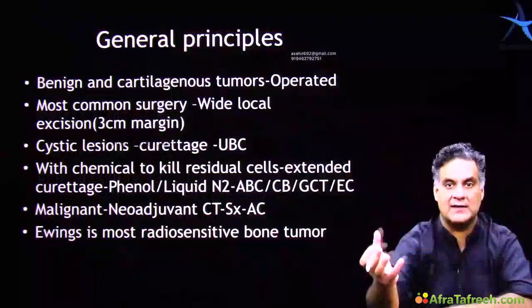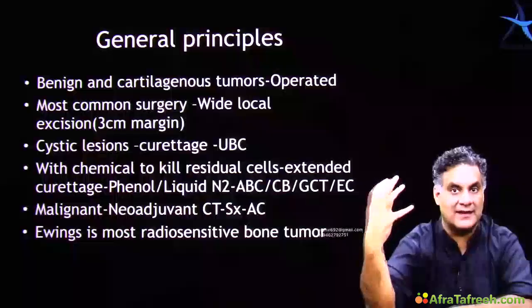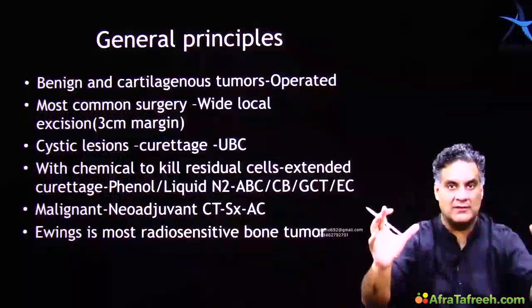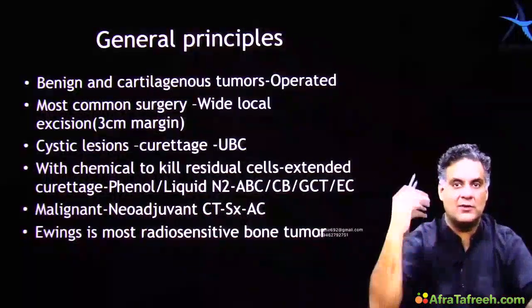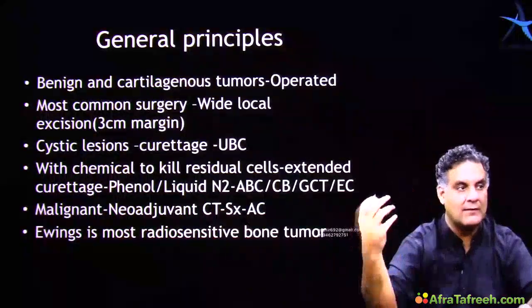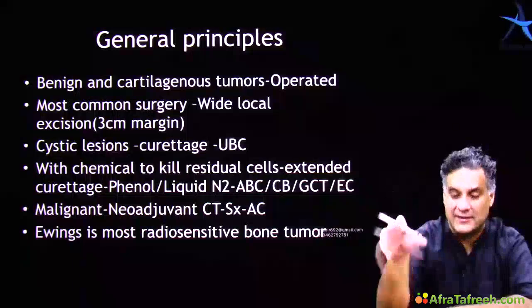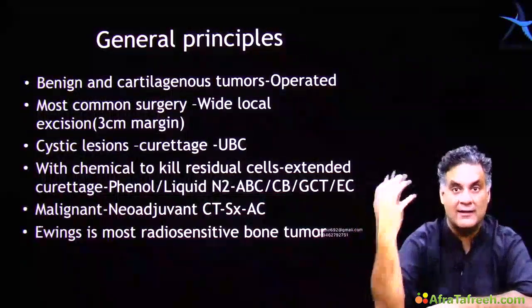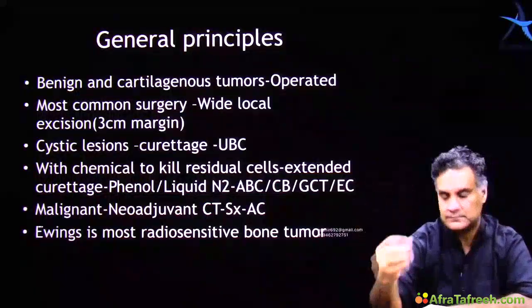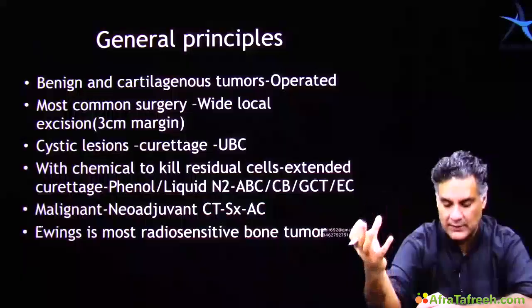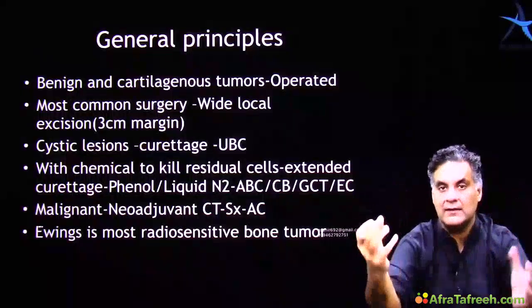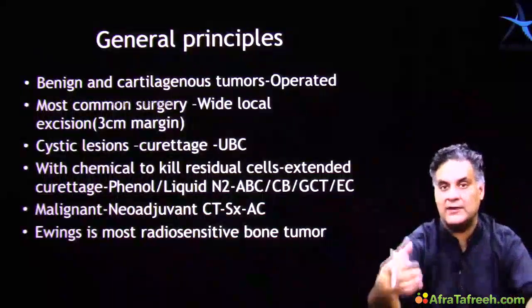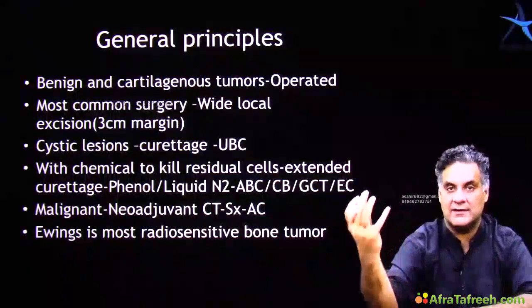Other surgeries, curettage for like unicameral bone cyst, single cavity at the upper end humerus. While you have extended curettage, they are using chemicals like phenol, the commonest one, or liquid nitrogen, the most effective one. And then you have 4 lesions here which are treated by extended curettage: aneurysmal bone cyst, giant cell tumor, chondroblastoma, and enchondromas on the hand that you see. So these are 4 lesions treated by extended curettage.